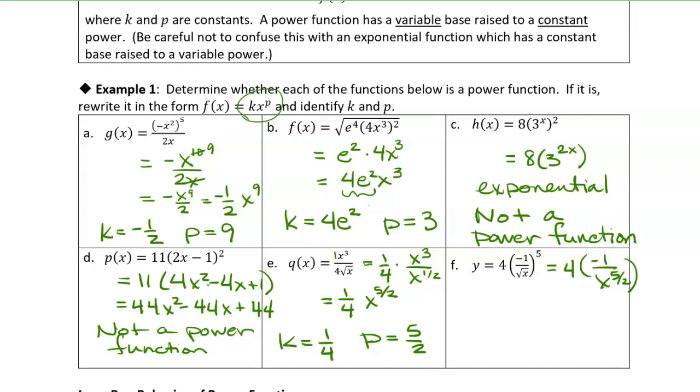And now that's in the denominator, so I can rewrite this. I'm going to bring the negative out front and call this a -4. I can pull that out of the numerator, and then I can rewrite the 1 over x to the 5/2 as x to the minus 5/2. Okay, so this is a power function with k equal to -4, and p is equal to -5/2.